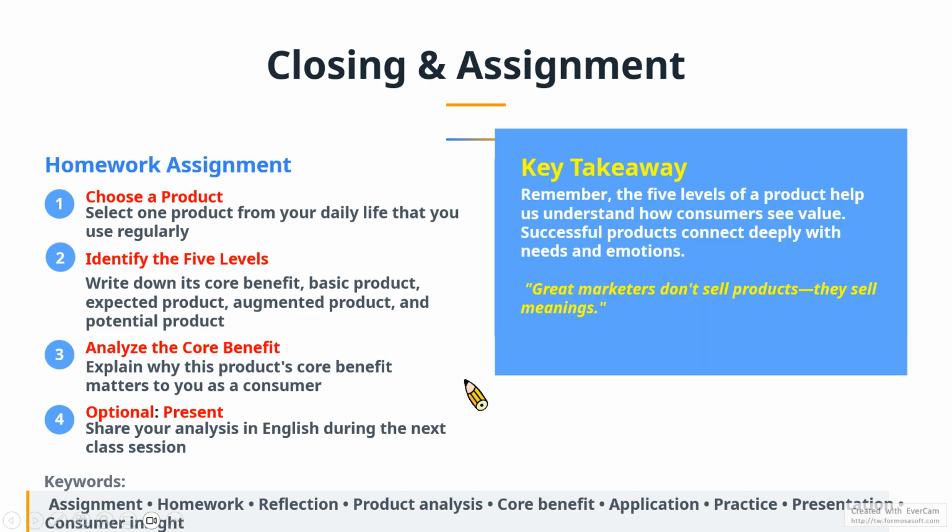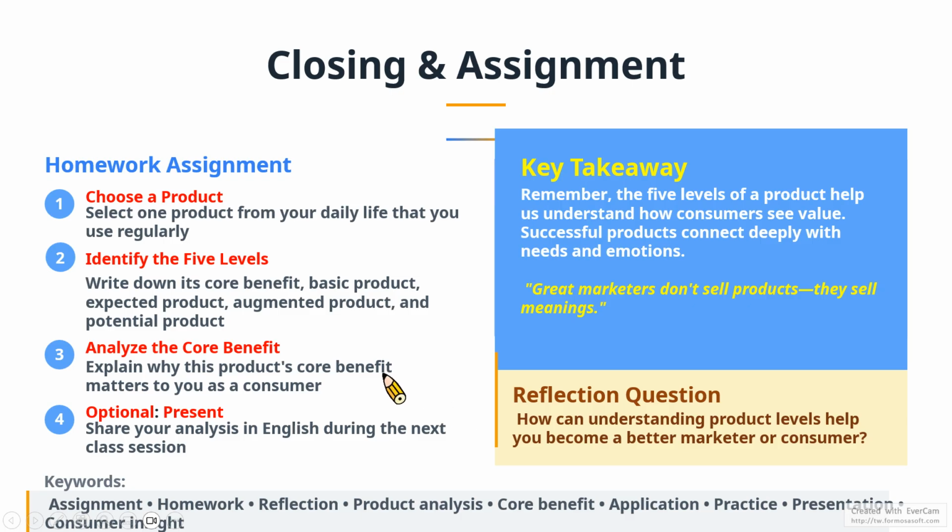Remember, understanding these 5 levels helps you become a smarter consumer and a more strategic marketer. The key takeaway: remember the 5 levels of product help us understand how consumers see value. Successful products connect deeply with need and emotion. Remember this sentence: great marketers don't sell products, they sell meanings.